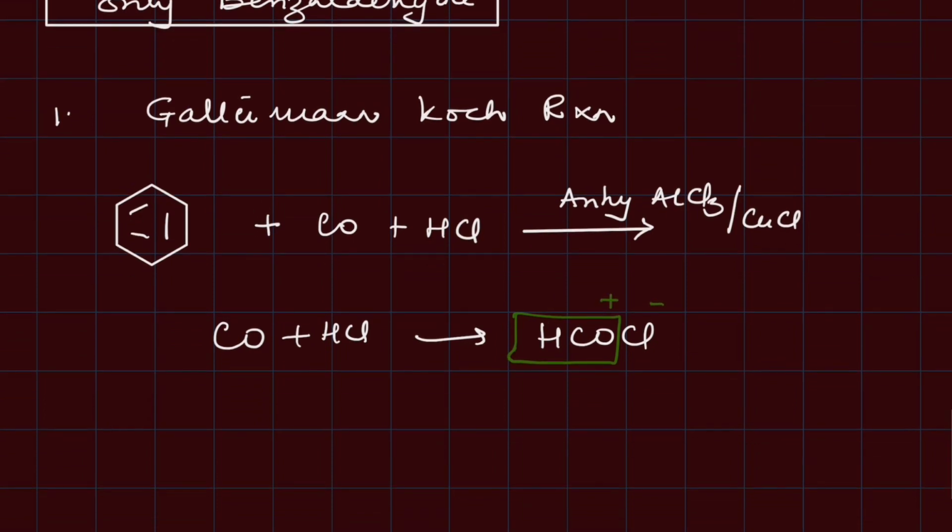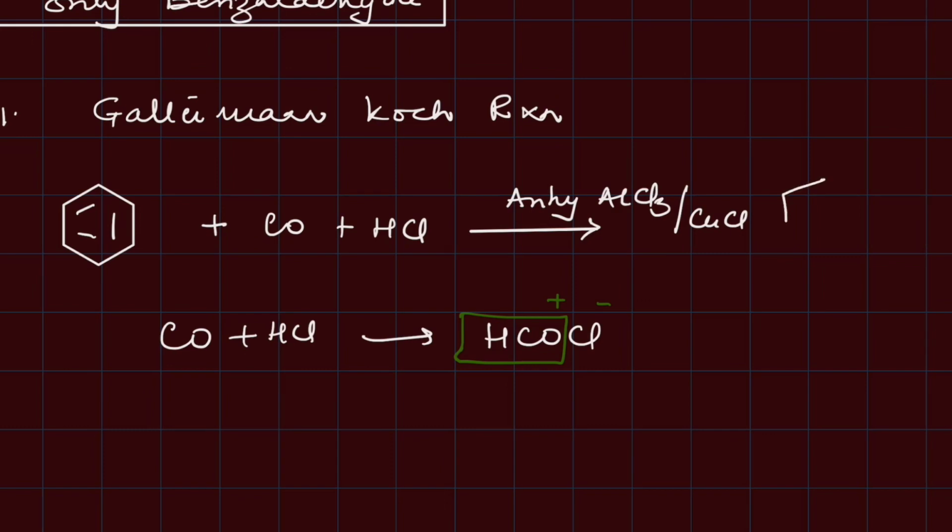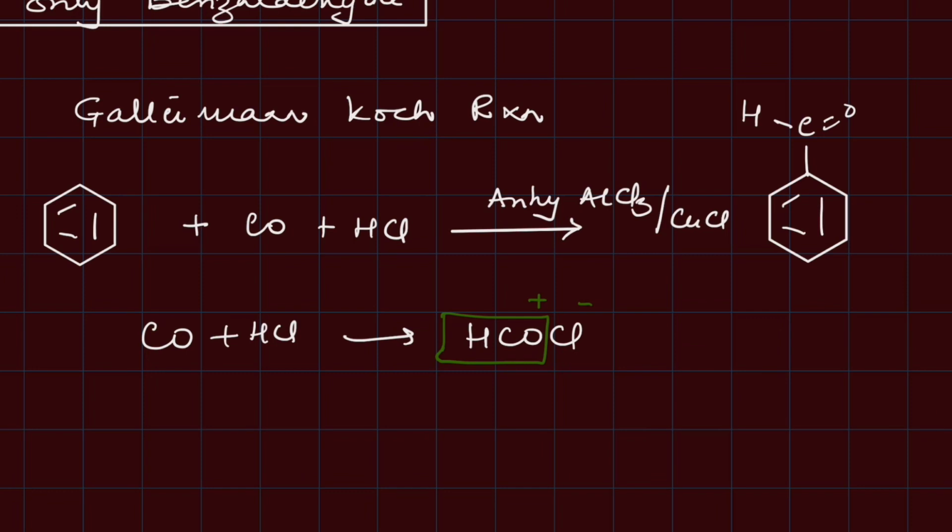So this HCO gets substituted on the benzene ring and the byproduct is HCl. So this method is for benzaldehyde. It's a kind of electrophilic substitution. We also call it formylation because a formyl group is added on the benzene ring. Formyl has something to do with CHO.